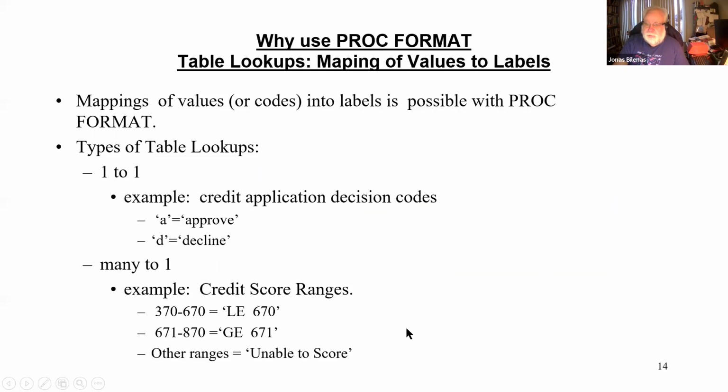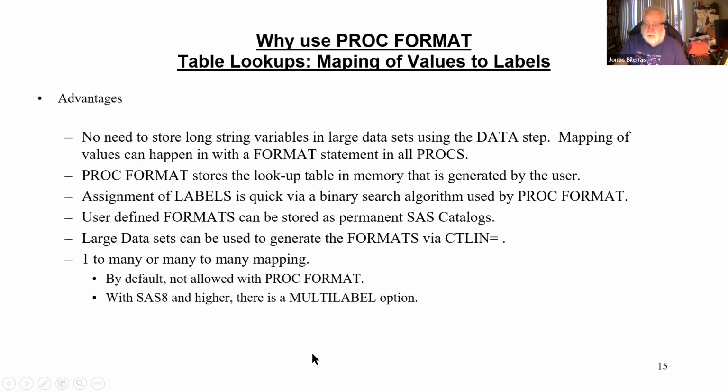So why are we going to look at formats? The format will take a one-to-one lookup. So this is the value we're looking at. This is the label. And let's look at an example where we're looking at a FICO credit score, where these are like subprime customers. These are pretty fair to excellent customers, and other ranges were unable to score.